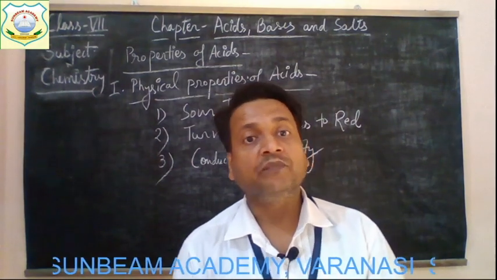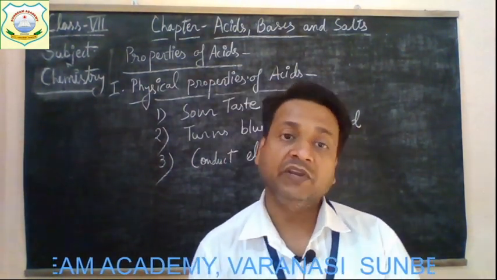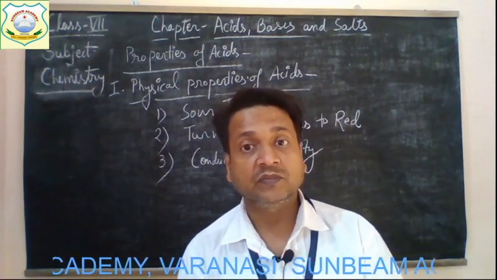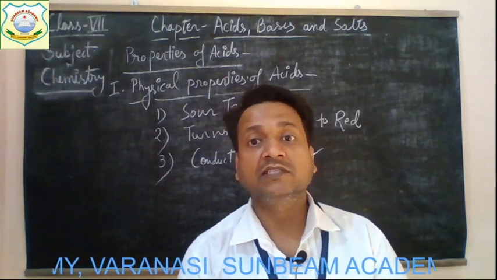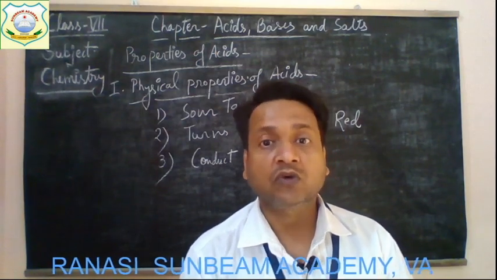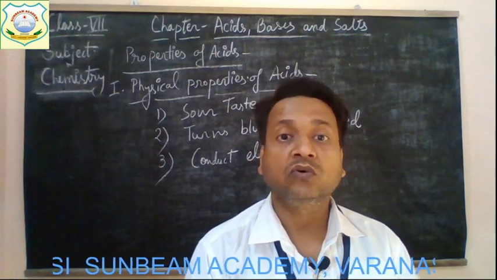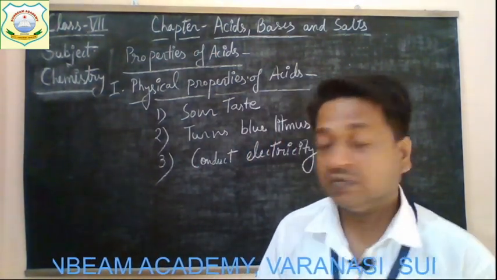Now the next physical property is all the acids are corrosive in nature. Children, do you know the meaning of corrosive? It means that when it is kept or falls on cloth, paper or wood, it destroys and damages it, and this nature is known as corrosive nature. So all the acids are corrosive in nature.